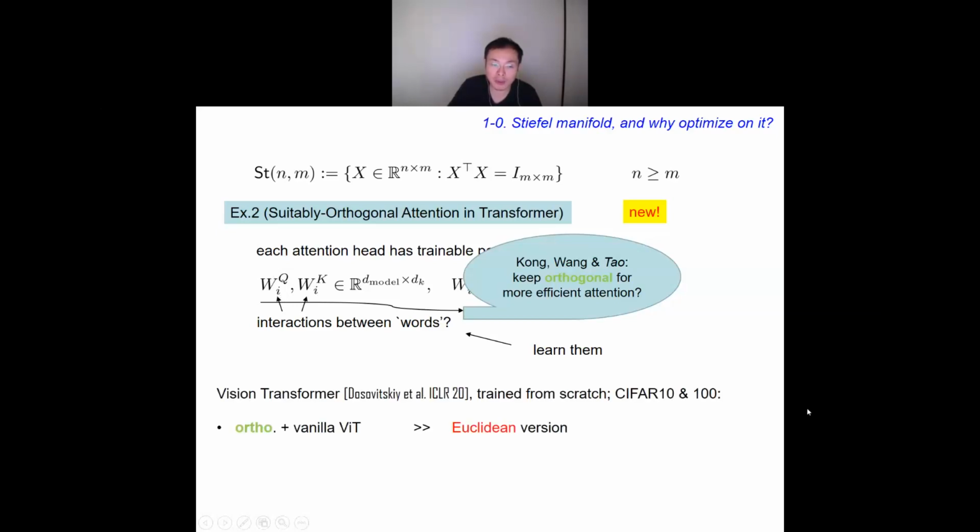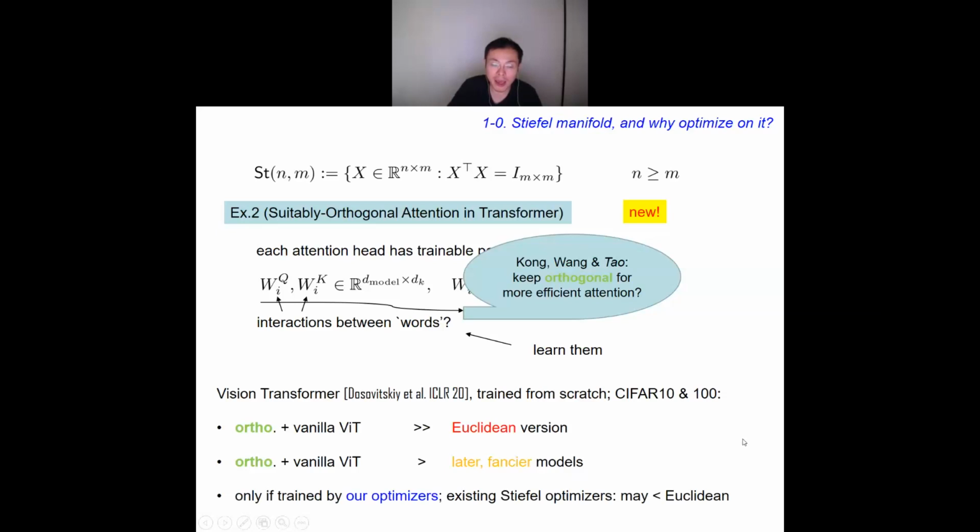We tried it on something called the vision transformer, and we found great results. I can take the original vision transformer and add orthogonality, and I get much better performance than the original Euclidean version. Of course, the vision transformer was very popular, so a lot of later work followed up, and there are fancier models that have better performances. We don't even have to do any of these fancy things. We just add orthogonality, and we can even outperform the later fancier models.